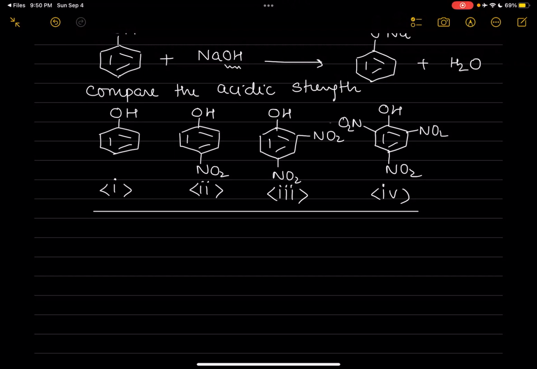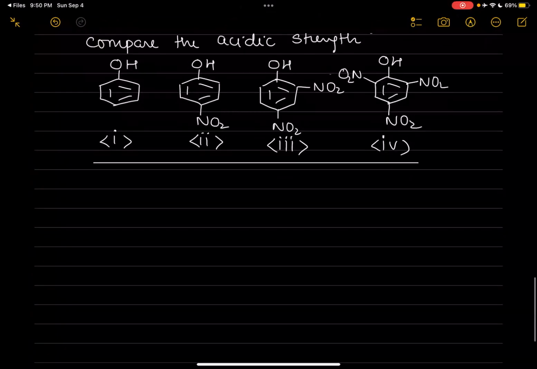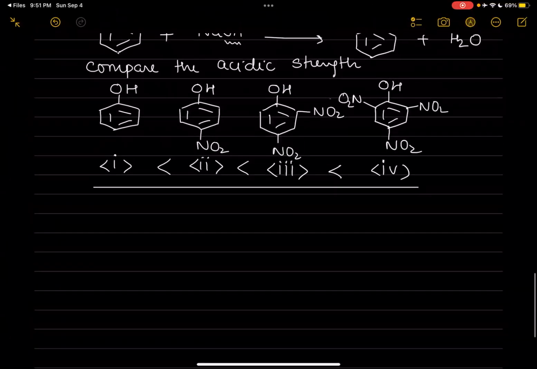Nitrophenols and this. Yeah, Darshan. So if you have more and more NO2 group, the phenoxide ion is going to get stabilized because the nitro group is going to pull electrons. So the second one is going to be more acidic, and the third one has two nitro groups. The fourth is the most acidic, because it has three NO2 groups.